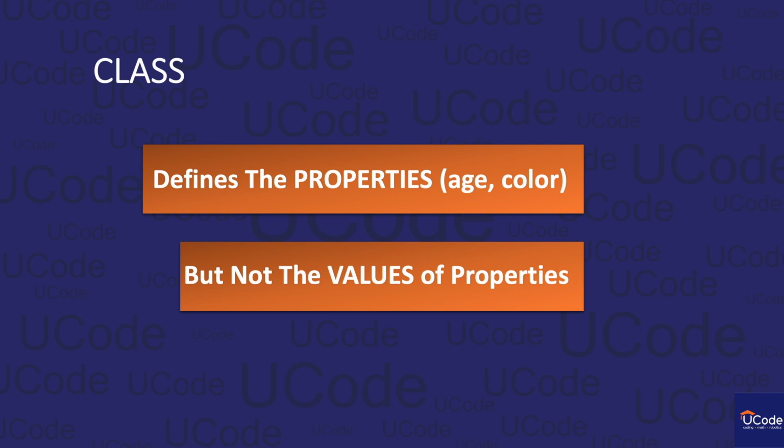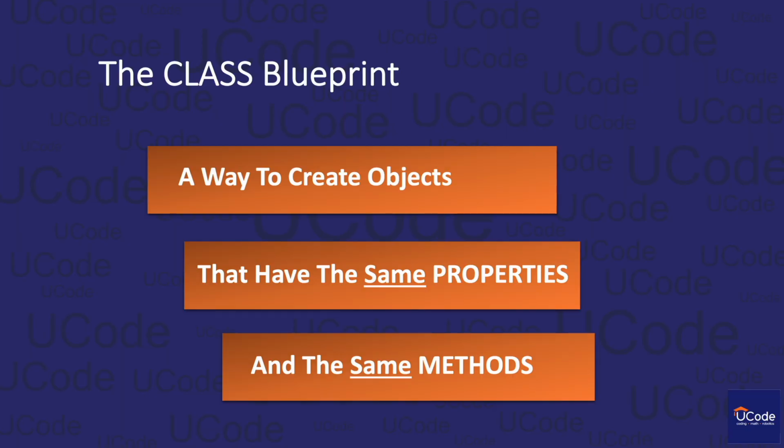The class defines the properties or attributes of an object like age or color, and the method that can be used for all objects created from that blueprint. But the class does not define the value of a property. For example, age is 14, because then we could not reuse the code. In fact, when an object is created, it has no values. We'll come to that later in the lesson. Classes are blueprints used to create objects that have properties and methods.